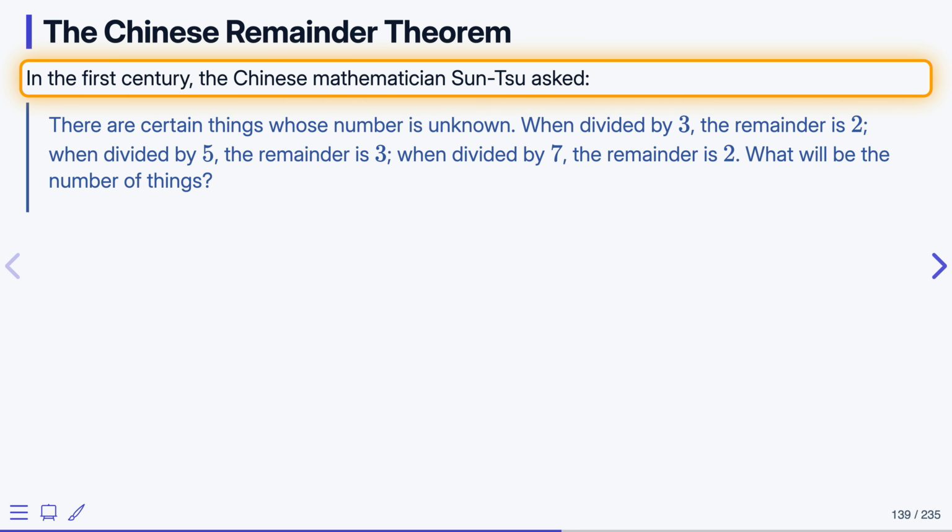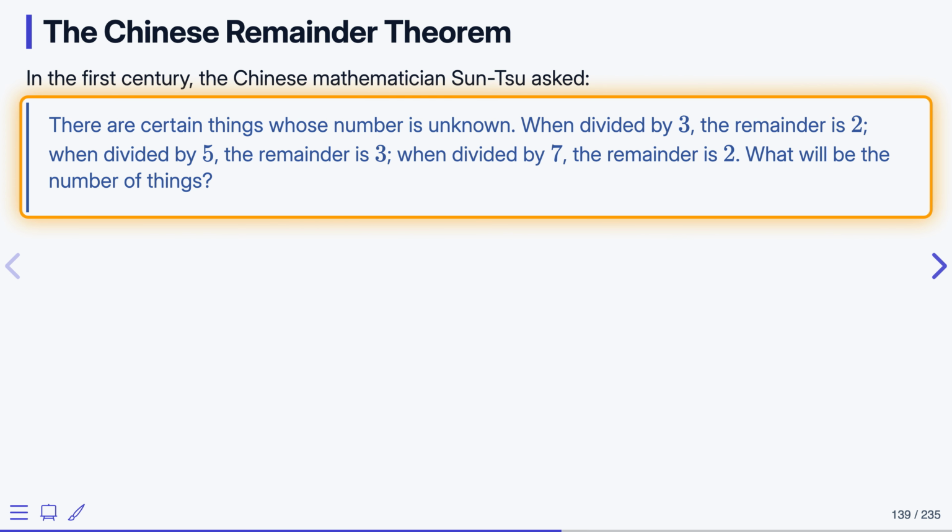This is an old puzzle. Almost 2,000 years ago, a Chinese mathematician named Sun-Tsu asked it. We have some things, and we do not know how many. When we count them off in groups of 3, 2 are left over. In groups of 5, 3 are left over. In groups of 7, 2 are left over. How many things are there? It sounds like a riddle, but it is exactly a modular arithmetic problem.